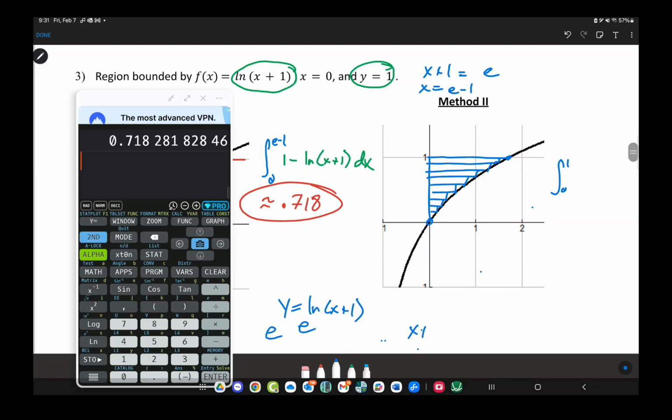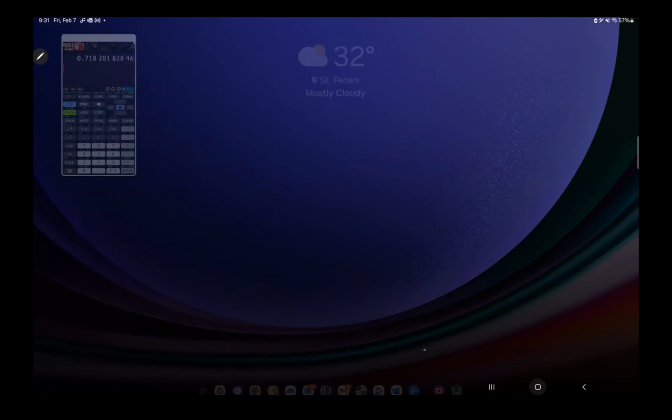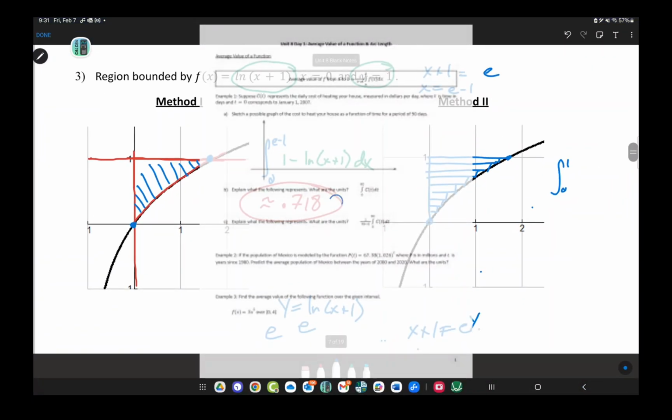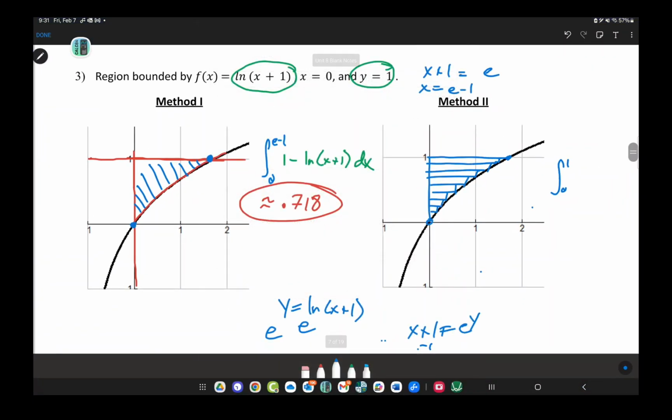So x plus 1 is equal to e to the y. Subtract 1, so x is equal to e to the y minus 1. So that's my new function. And the nice thing is, I don't have to worry about the greater than function because my function is the bigger function. That's minus 0 in this case because y goes from 0 to 1. So it's just the integral of e to the y dy.